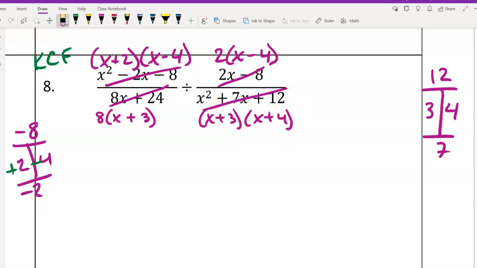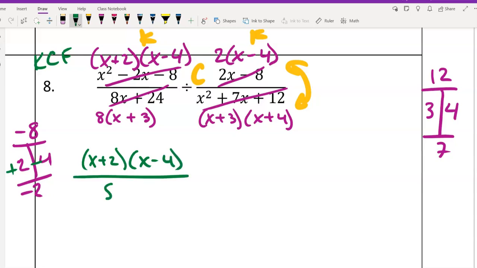Now we're ready to keep, change, flip. Keeping that first fraction. Changing to multiplication. And flipping the last one.